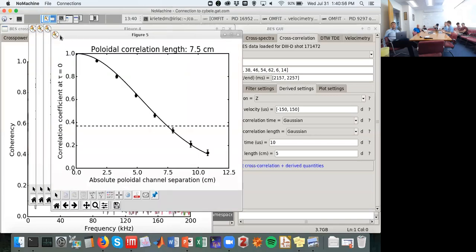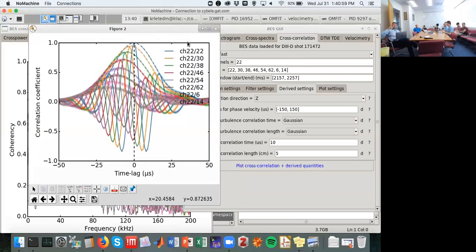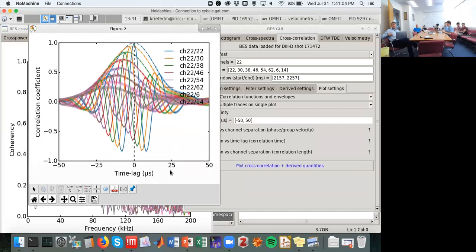All right, so we got a bunch of graphs. I'll go back to these later, but let's start with the main one first. This is a graph of the correlation functions of the turbulence. This blue one is the correlation function of the signal at channel 22 with itself. This is also called an autocorrelation function. It's probably really hard to see what's going on here because there are so many.